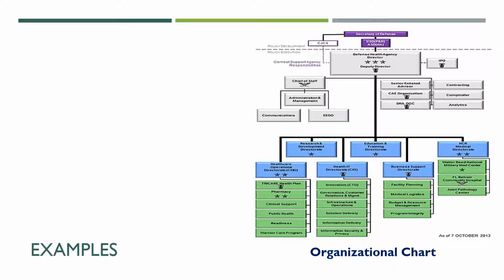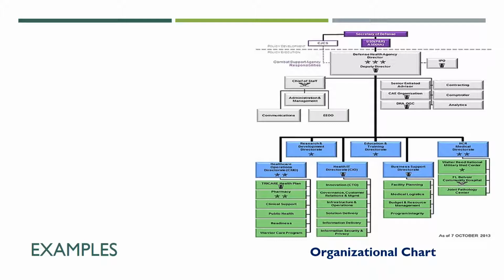Here are a couple of examples that might help as you identify information assets in your organization. First is an example that describes how the U.S. government delivers health care. From an organizational chart, you can infer information assets that might be important to the business.